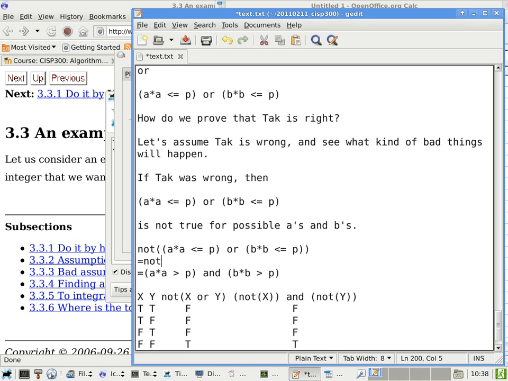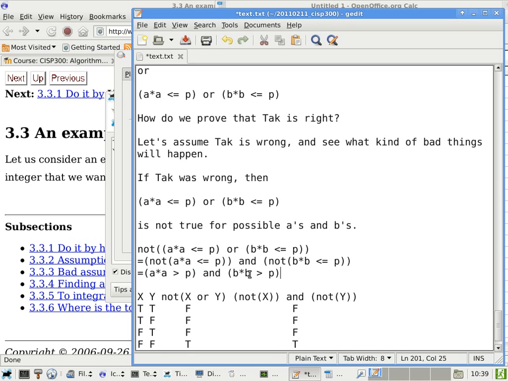The one step that I skipped is this. Not (A times A is less than or equal to P), and then we close both parentheses, and then we say and not... oh, okay, never mind. I put the open paren at the wrong place. B times B is less than or equal to P. Okay? Are you all convinced that it is not the case that A times A is less than or equal to P? Is it saying exactly the same thing as A times A is greater than P? Yes. Okay, so now we have that statement.